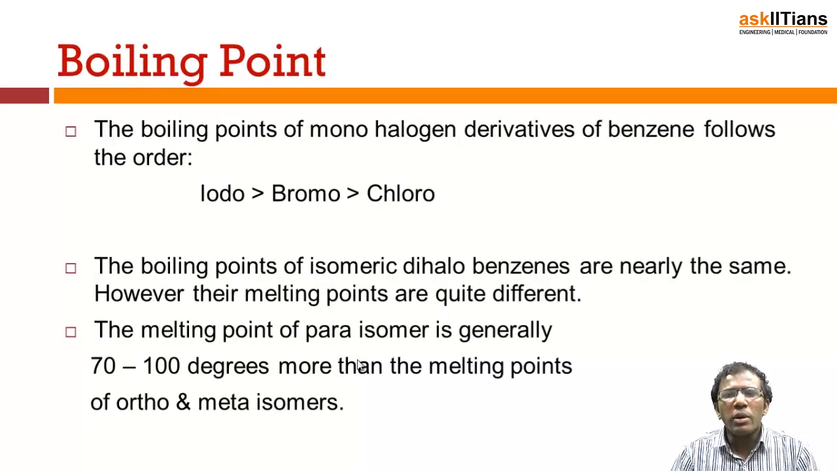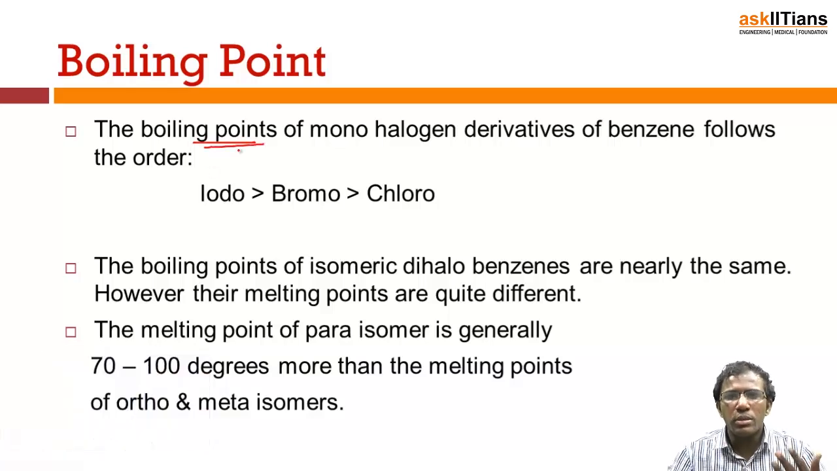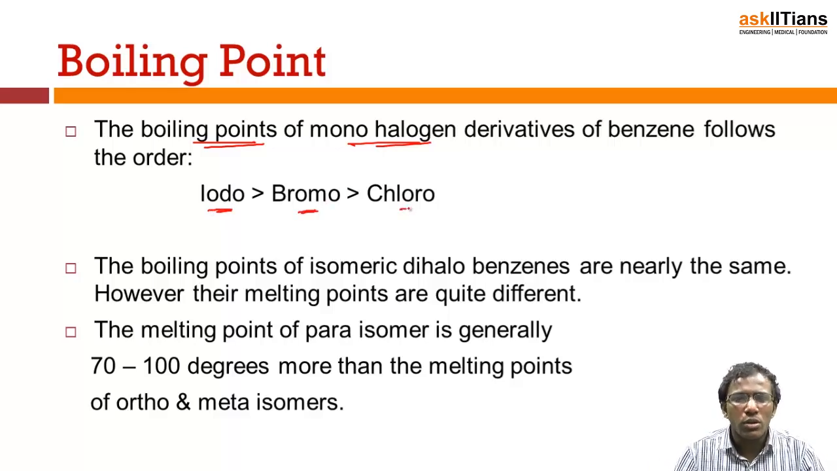First is the boiling point and melting point. The boiling points of monohalogen derivatives of benzene follow this order. We know that the boiling point depends upon the intermolecular attractions, that are van der Waals forces and dipole-dipole interactions, which depend on the molecular weight as well as surface area. So for the monohalogen derivatives like iodobenzene, bromobenzene, chlorobenzene, the iodo one is going to have a higher boiling point because of more molecular weight, and bromobenzene is going to have higher than chlorobenzene.